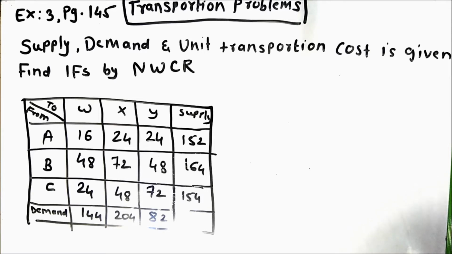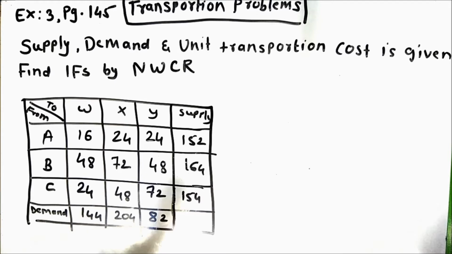Supply, demand and unit transportation cost are given. Find the initial feasible solution by the Northwest Corner Rule method. So here in this question, transportation cost is mentioned. As I mentioned in the earlier session, if the words cost, distance and time are mentioned, then the problem will be of minimization. If the words profit, sales and revenue are mentioned, then the problem will be of maximization. So here in this particular question, transportation cost is mentioned. Below, the table is given in which the transport cost from A, B, C to W, X, Y is given. So let's solve this question.